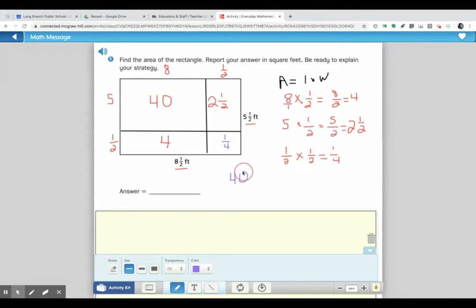So now I'm going to add 40 plus 4 plus 2.5 plus 1/4.